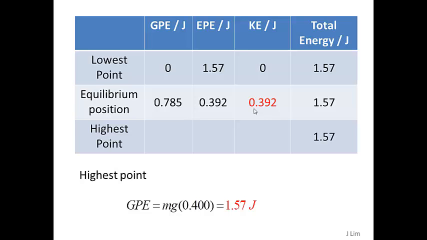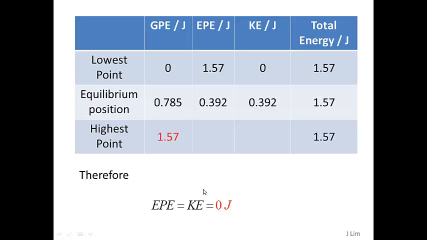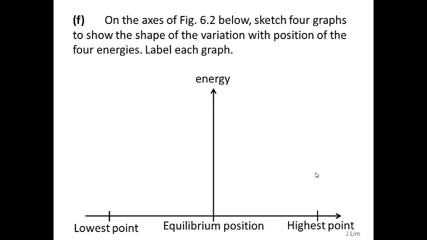At the highest point, the GPE is 1.57 joules. So that is the height. Therefore, the other two have to be 0 because the total energy is also 1.57 joules.